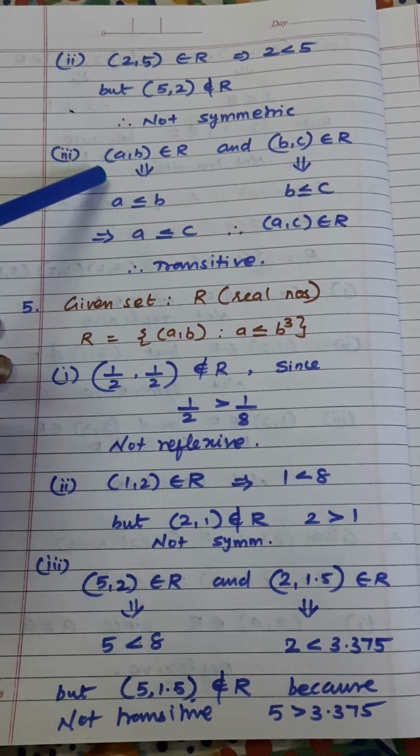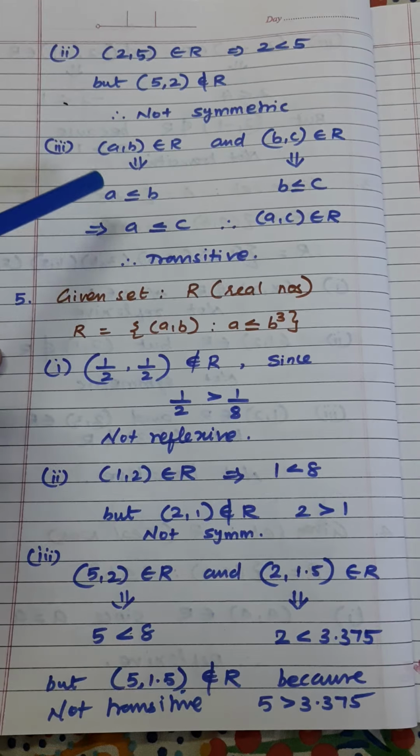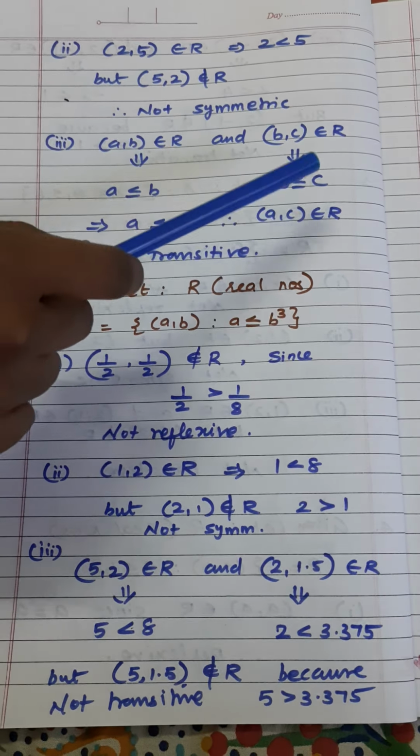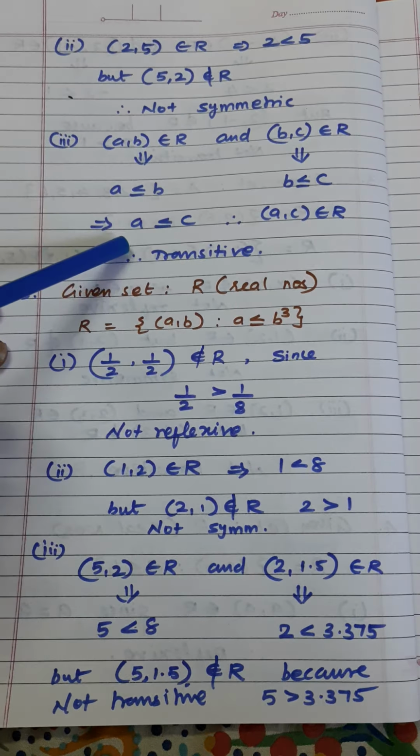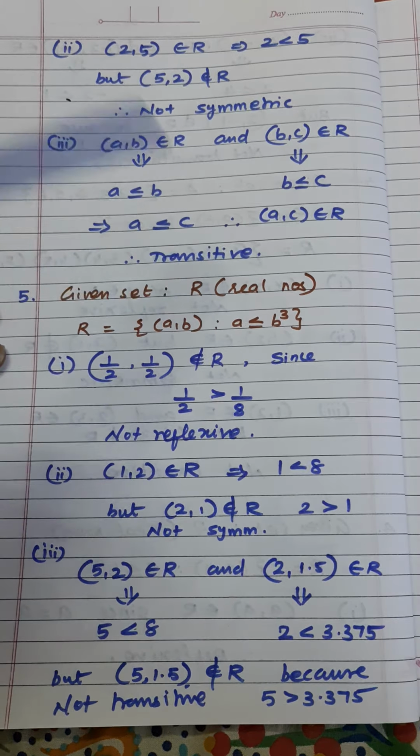Now the third one: (a, b) belongs to R and (b, c) belongs to R. It implies that a is less than or equal to b, and b is less than or equal to c. Automatically a is less than or equal to c. (a, c) belongs to R, hence it is transitive.